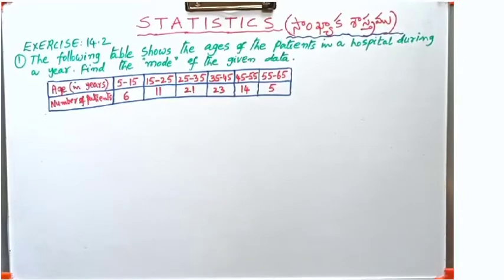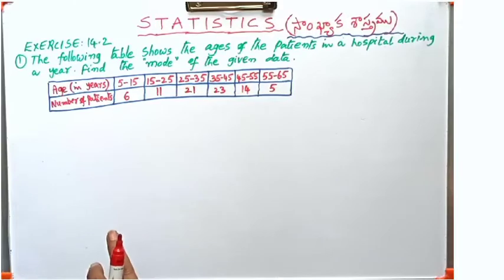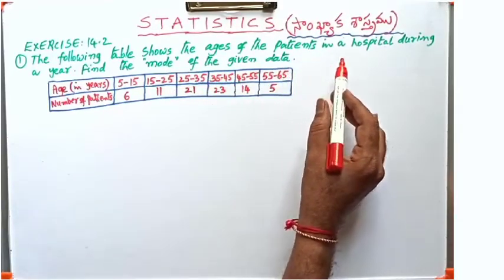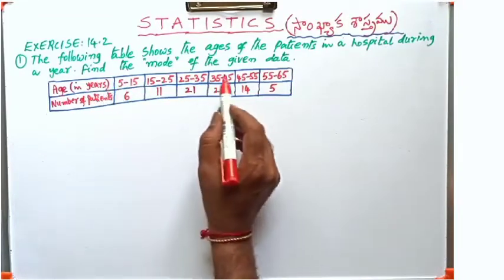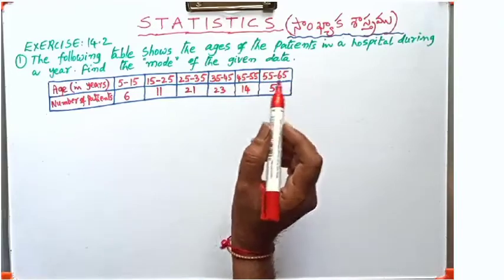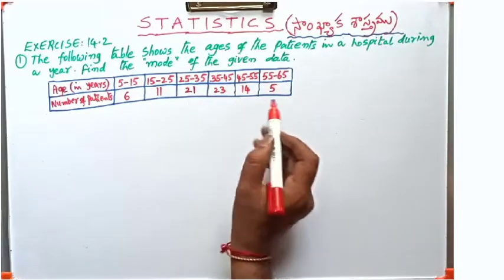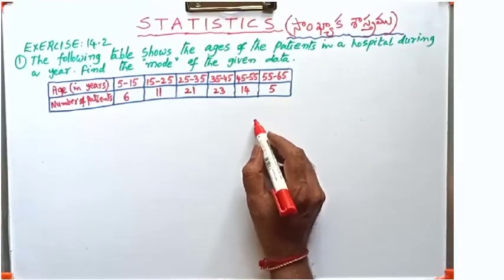Okay, dear students, now I am going to explain mode. I take one example in exercise 14.2. First problem: the following table shows the ages of the patients in a hospital during a year. Find the mode of the given data. The age in years and the number of patients are given like this. So we have to find the mode.